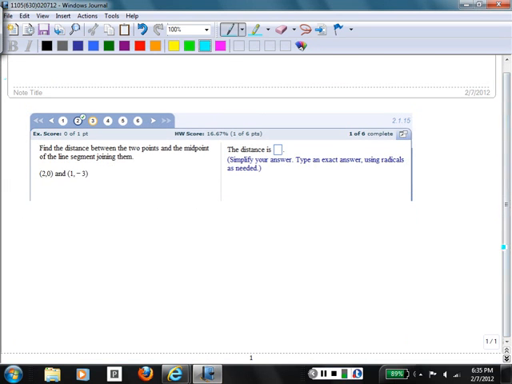Okay, but in the spirit of feeling better about the test, be sure and memorize this one. D equals the square root of x sub 2 minus x sub 1 quantity squared plus y sub 2 minus y sub 1 quantity squared. Square root of the sum of the squares of those differences, and that will tell you the distance between 2 points, at the end of a line segment, the length of the line segment.